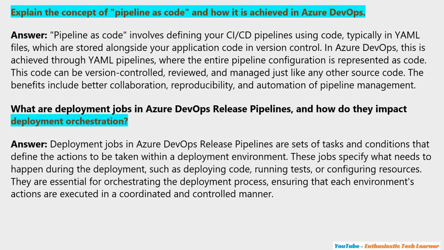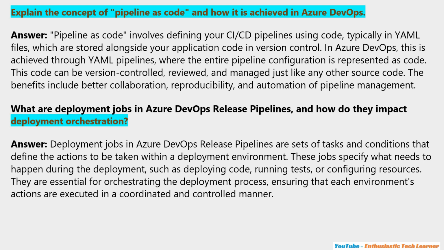Explain the concept of pipeline as code and how it is achieved in Azure DevOps. Answer: pipeline as code involves defining your CI/CD pipelines using code, typically in YAML files, which are stored alongside your application code in version control. In Azure DevOps, this is achieved through YAML pipelines, where the entire pipeline configuration is represented as code. This code can be version controlled, reviewed, and managed just like any other source code. The benefits include better collaboration, reproducibility, and automation of pipeline management.